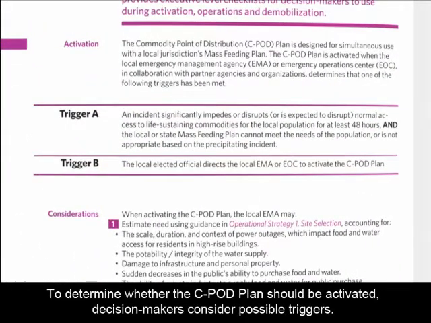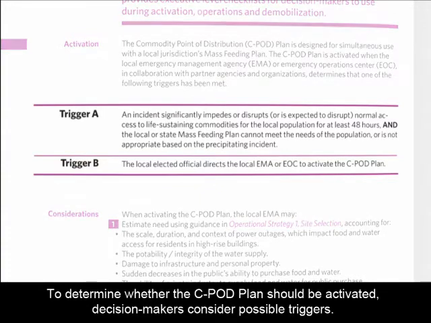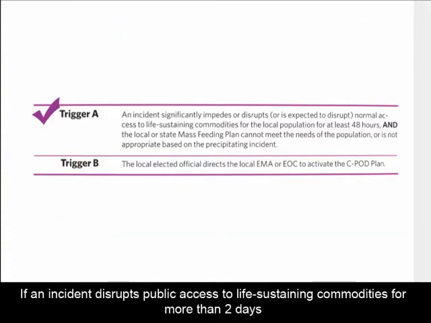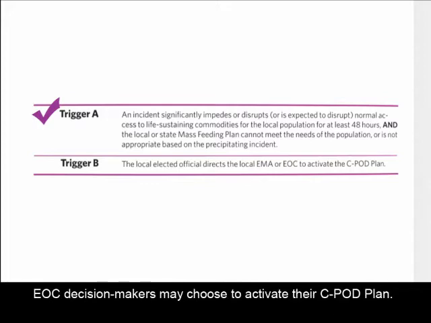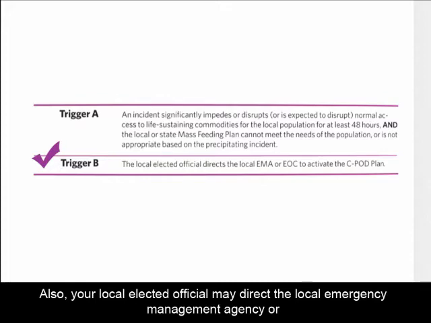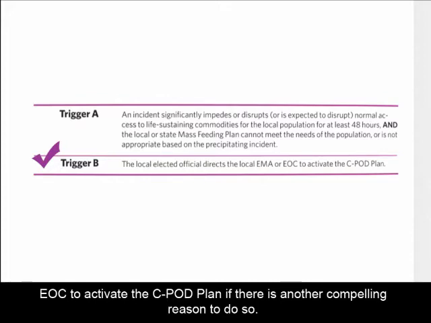To determine whether the CPOD plan should be activated, decision makers consider possible triggers. If an incident disrupts public access to life-sustaining commodities for more than 2 days, and neither the private sector nor the local or state mass feeding plan can meet the needs of the population, EOC decision makers may choose to activate their CPOD plan. Also, your local elected official may direct the local emergency management agency, or EOC, to activate the CPOD plan if there is another compelling reason to do so.